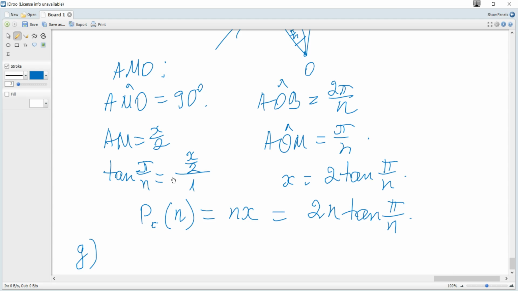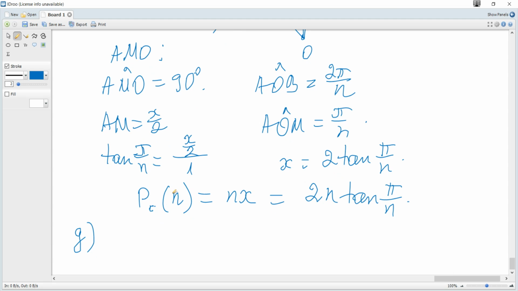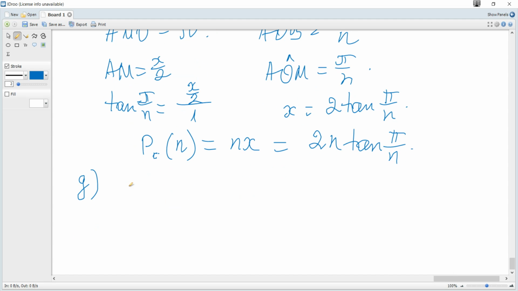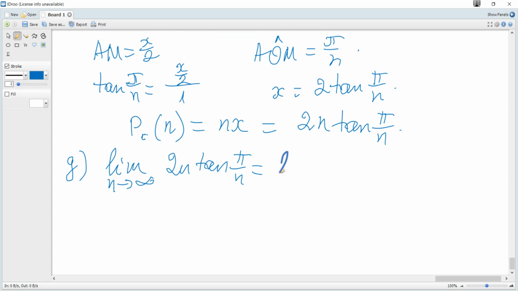The next, by writing PC of n in the form 2 tangent of pi over n divided by 1 over n, find the limit as n tends to infinity of this PC of n. So we need the limit of this expression, and we should consider it as 2 tangent divided by 1 over n.